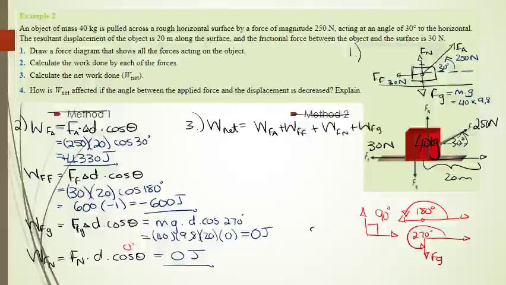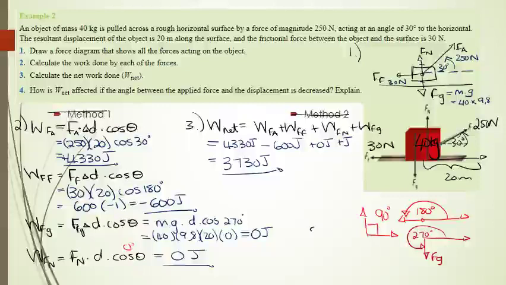If I had to substitute all the items that I've calculated so far, it's 4,330 joules for my applied force minus 600 joules for my frictional force added to 0 joules added to 0 joules, which gives me 3,730 joules of work that has been done to move this box a distance of 20 meters.